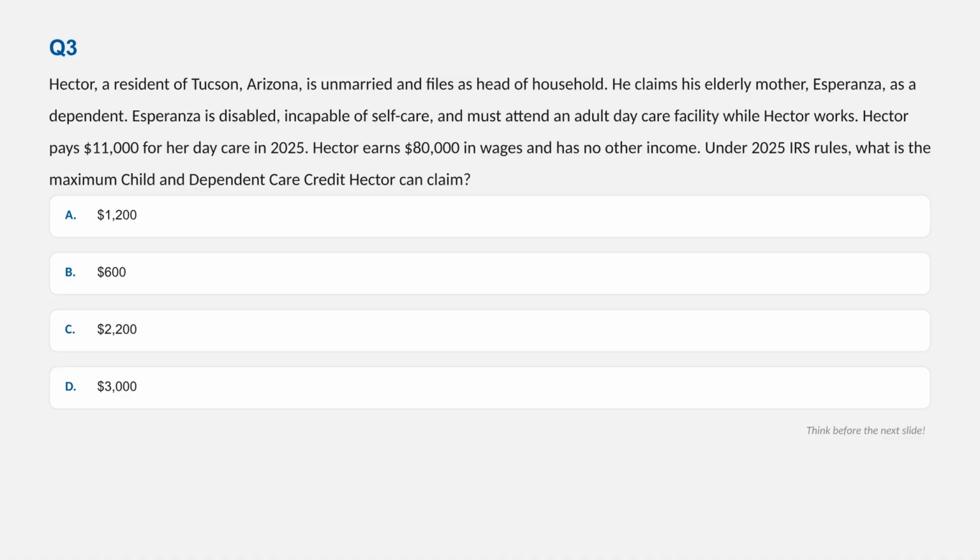A. $1,200, B. $600, C. $2,200, D. $3,000.